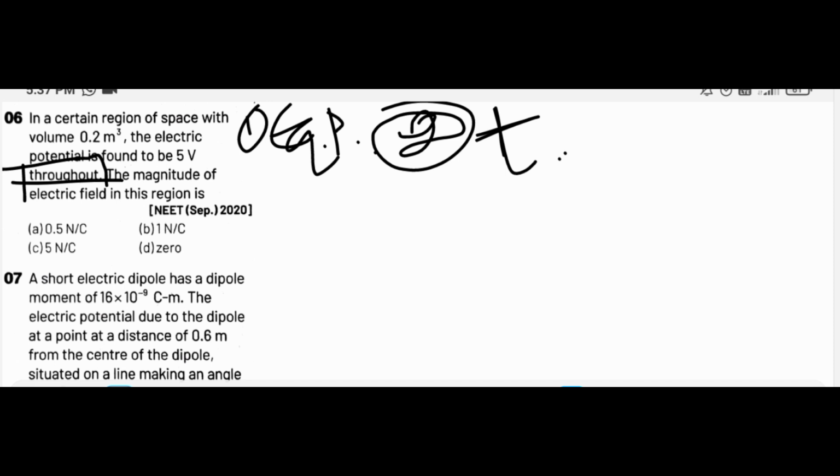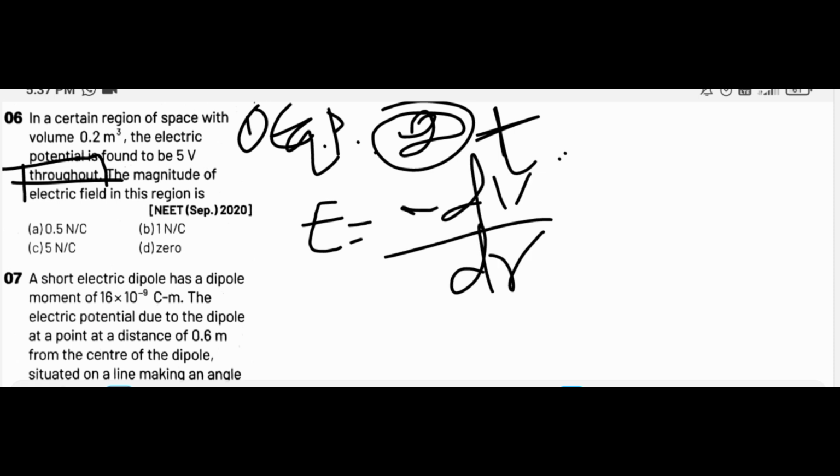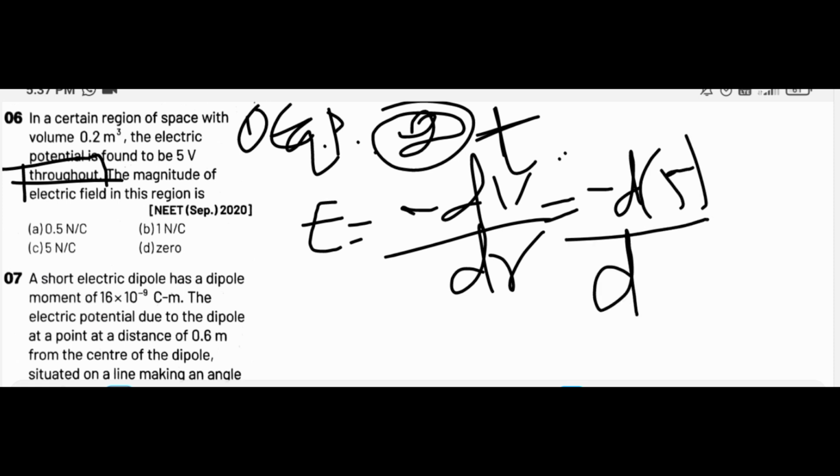See how the potential and electric field are related. Electric field is equal to minus dV by dr, right? If so, they have given a potential here. What potential have they given? That is 5. The potential is a constant, that is given as 5, and the volume they have given, you can take the radius from that.